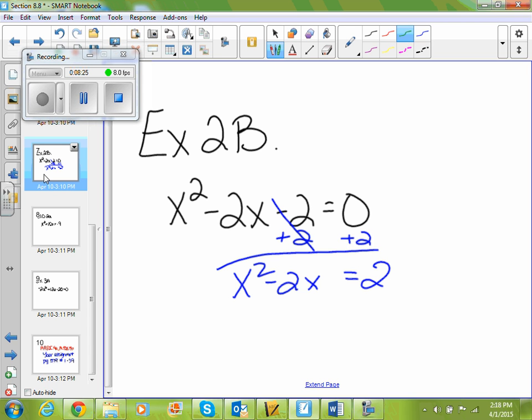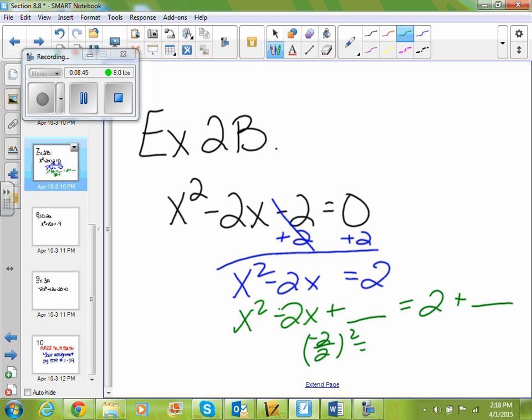Okay, now we need to find our blank. So x squared minus 2x plus some blank equals 2 plus some blank. You put the blank on both sides. So b over 2, so (negative 2 over 2) squared. What's negative 2 divided by 2? Negative 1. What's negative 1 squared? 1. So you put 1 on each of those blanks.